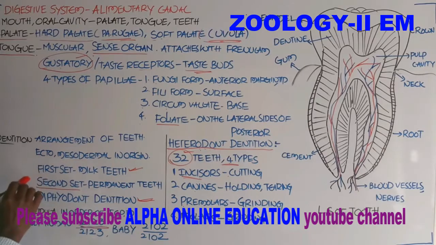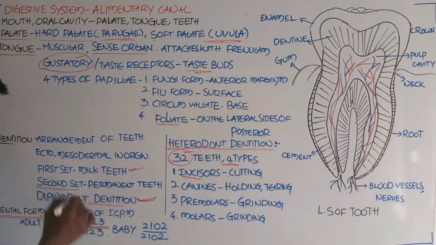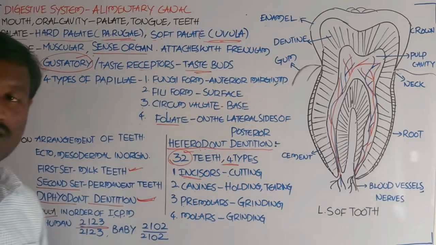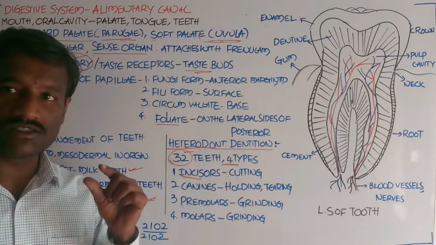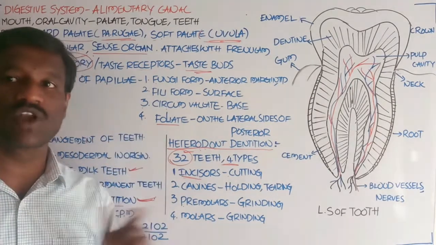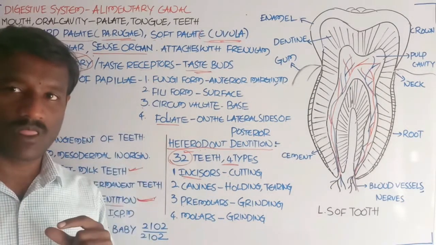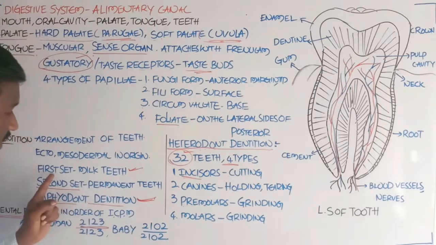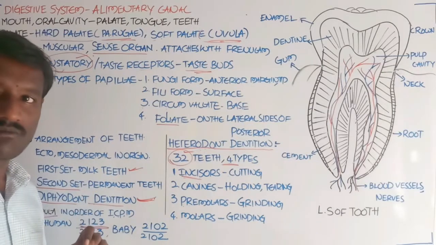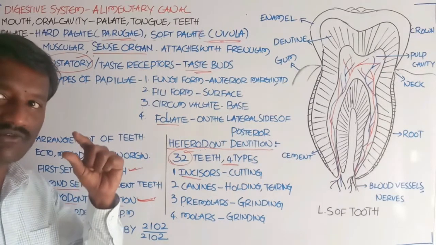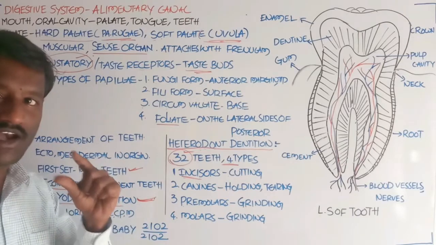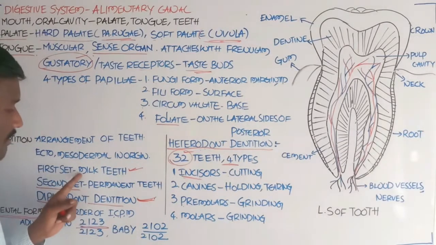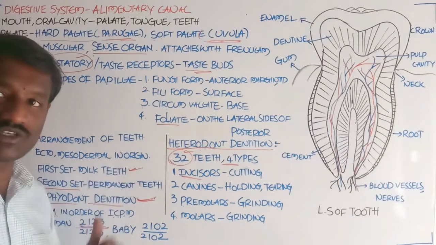And what about diphyodont dentition? Diphyodont dentition means that in mammals teeth are formed two times in life. That is called diphyodont dentition. The first set is called milk teeth. These are formed early in life, called milk teeth or deciduous teeth.